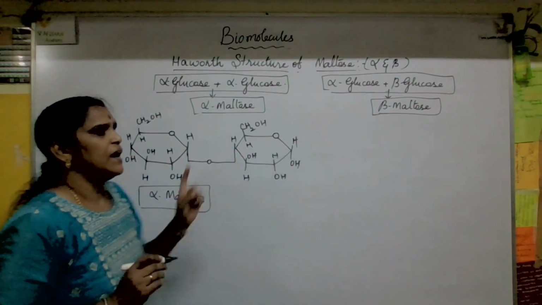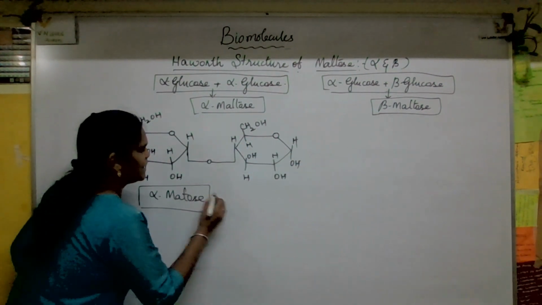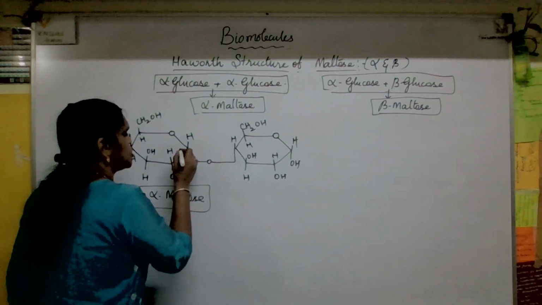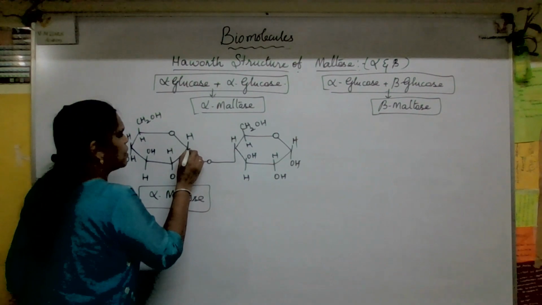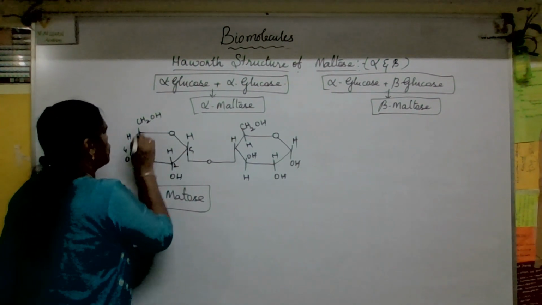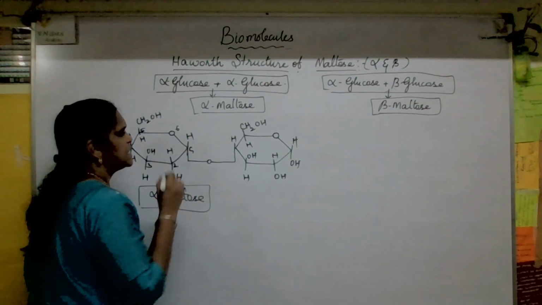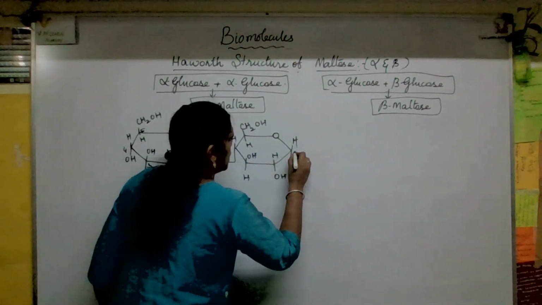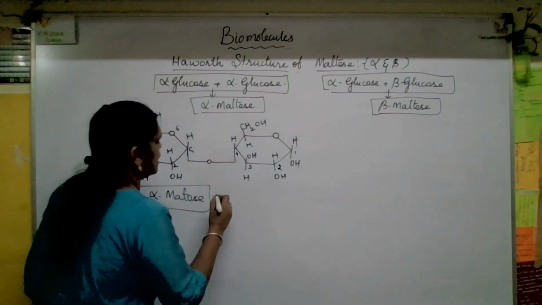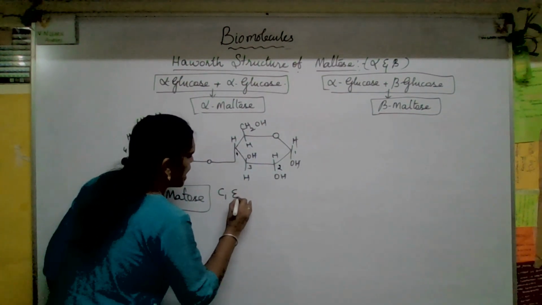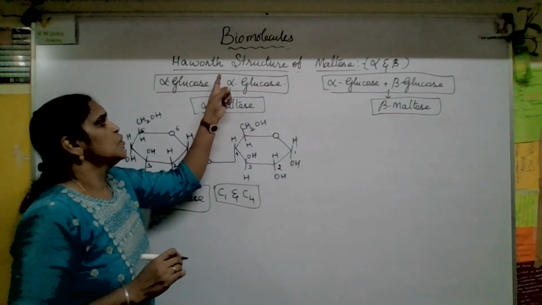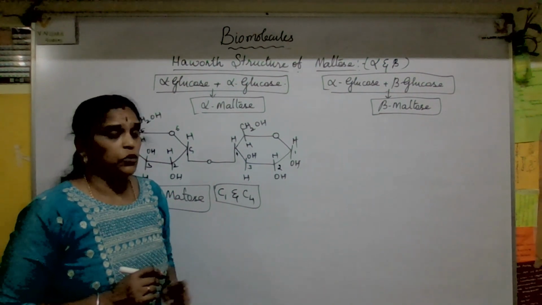The same way, now here I wanted to mention the position of that linkage. Where is that position? Carbon 1. For example here, carbon 1, 2, 3, 4, 5 and 6. The same way here also, carbon 1, 2, 3 and 4. So the linkage between C1 and C4 is called alpha maltose.